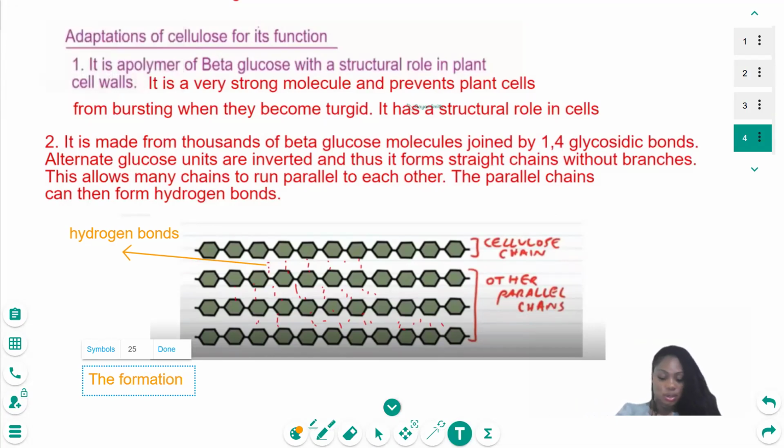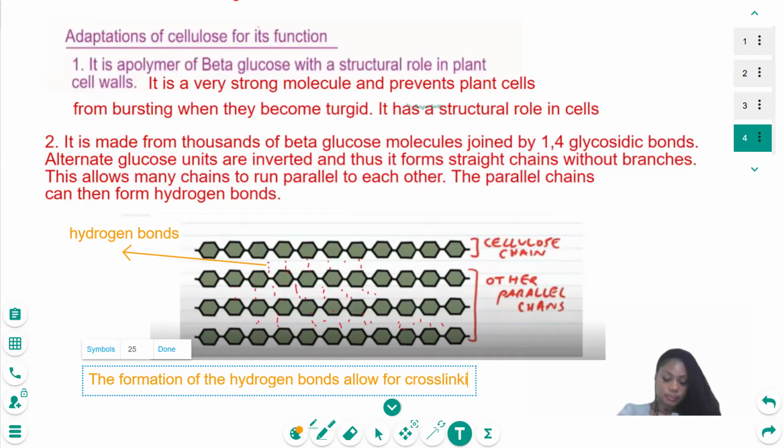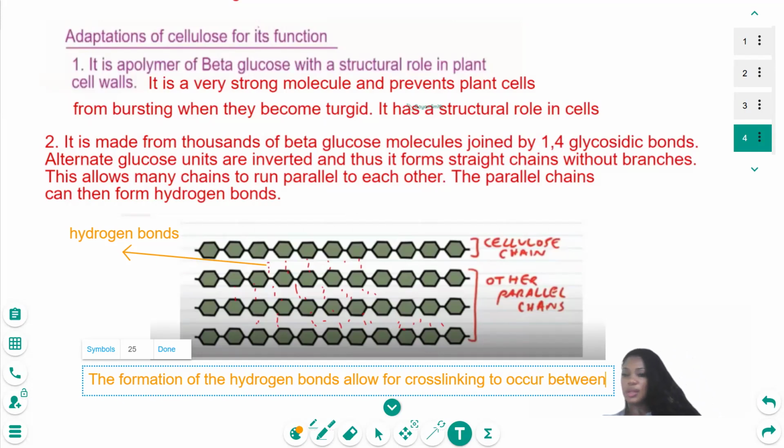And the formation of the hydrogen bonds allow for cross-linking to occur between the chains.